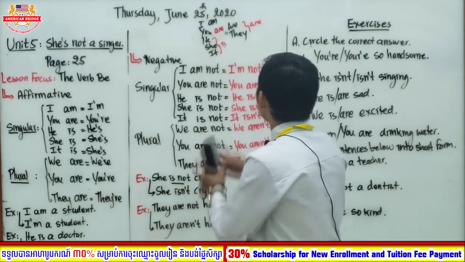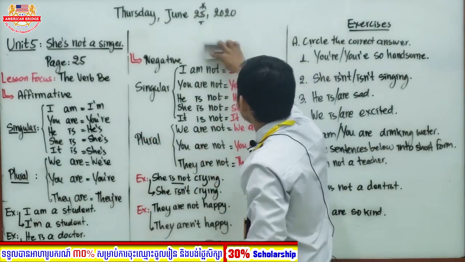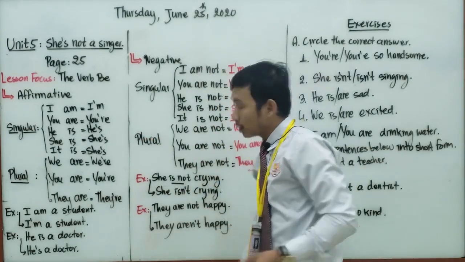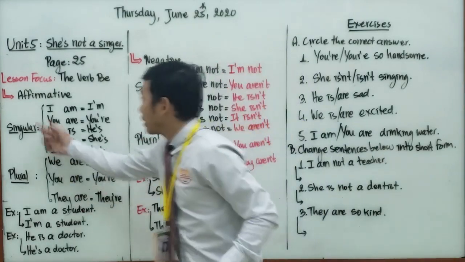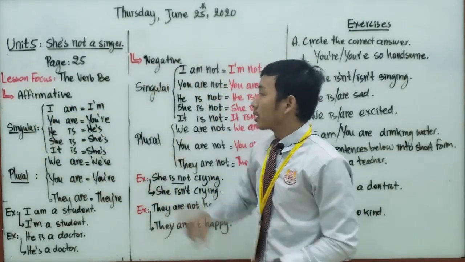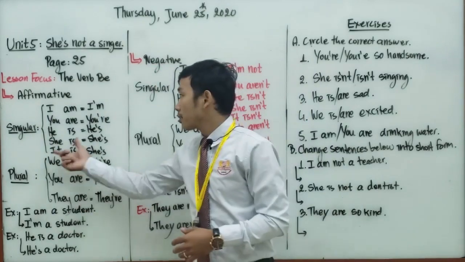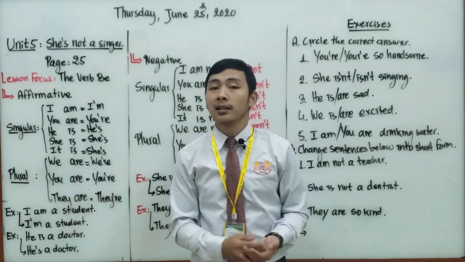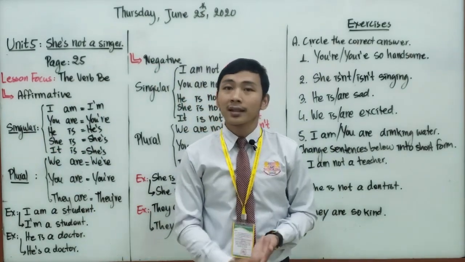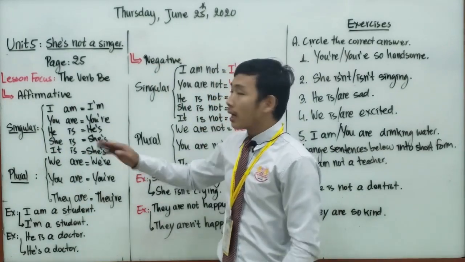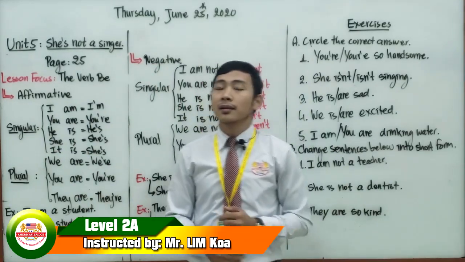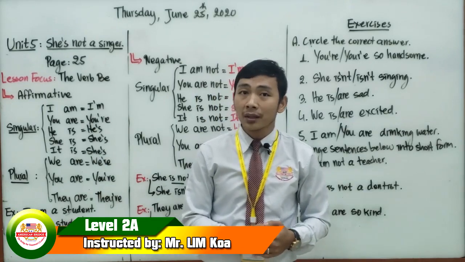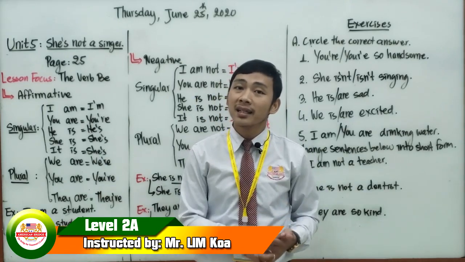So right now, everyone, let's look at the right side here. Let me erase this one. Okay, so we will focus on the affirmative sentence and also the negative sentence. So just look at this side first, about the affirmative, related to the positive sentence. As I told you, there are 7 subject pronouns, right? What are they? I, you, we, they, he, she, it.